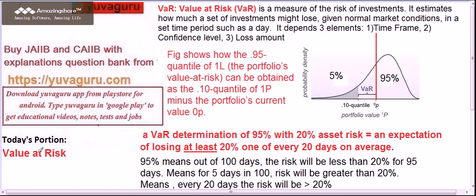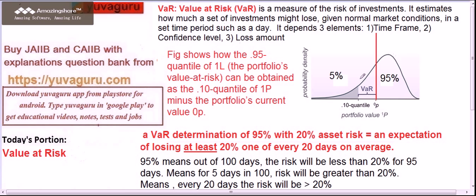Volatility used to be the favorite earlier, but nowadays volatility has gone out of favor and VAR has come into the picture. Now what is VAR? I'll just explain it in terms of our exam perspective. VAR means a measure of risk of investments. It estimates how much investment we might lose given normal market conditions in a set time period such as a day, year, month, anything. Means how much we will lose in normal market conditions.